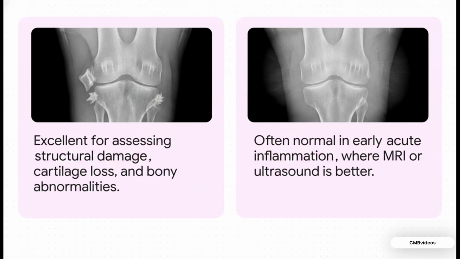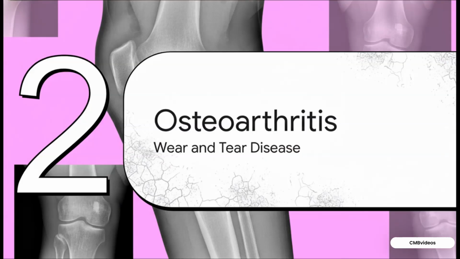If a joint is actively inflamed but the bone hasn't literally been eaten away yet, the plain film won't show it. That's exactly where you'd pivot to an MRI or an ultrasound, which are far superior for looking at soft tissue. All right, let's jump into our first major articular disorder, osteoarthritis, the classic wear and tear disease.